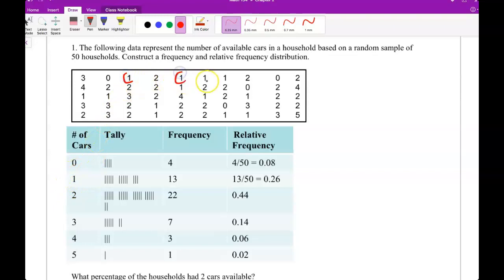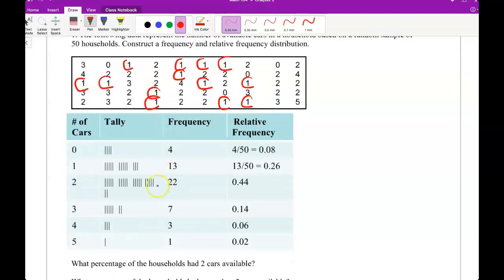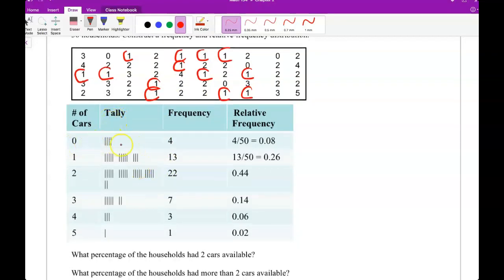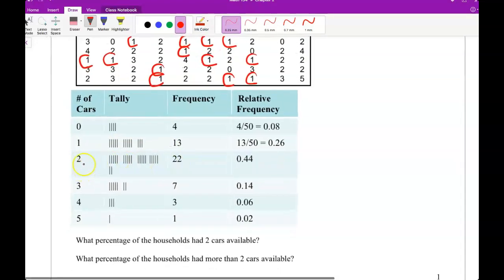1, 2, 3, 4, 5, 6, 7, 9. And so in total we have 13. Exactly the same as what we did for the first part. Using tally in the second column, we have 13 here, and writing the number as 13. So do the same thing for all these numbers on the first column.